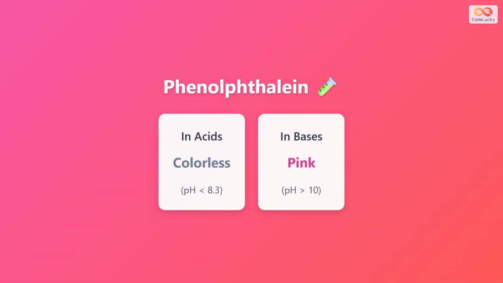Phenolphthalein is another important indicator with a unique property. In acidic solutions with pH less than 8.3, phenolphthalein remains completely colorless. However, in basic solutions with pH greater than 10, it turns bright pink. This dramatic color change from colorless to pink makes phenolphthalein particularly useful in laboratory experiments.